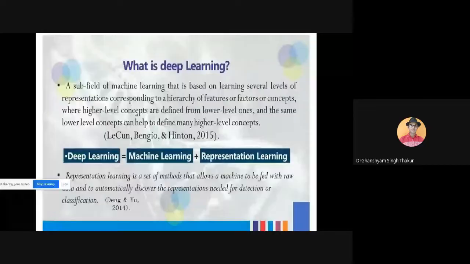See, deep learning is a separation of machine learning and representation learning. Representation learning is a set of methods that allows the machine to be fed with raw data and automatically discover the representation or translation.